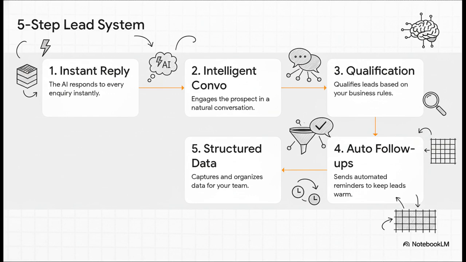Step 2, intelligent conversation. This isn't some dumb bot. It's designed to have a real conversation and ask smart questions, which leads to Step 3, lead qualification. It figures out who's serious and who's just browsing. Step 4, automated follow-ups. If the person goes quiet, the system gives them a gentle nudge to keep things moving. And finally, Step 5, structured data capture. It takes all this great information, organizes it perfectly, and hands a beautiful, qualified lead over to your sales team.